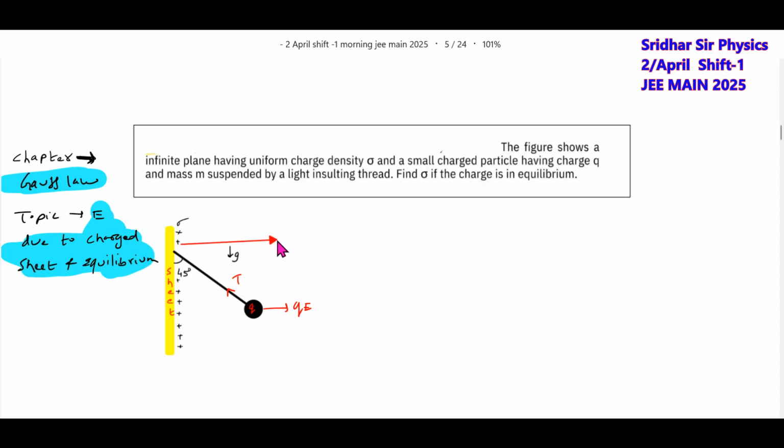And I'll show that E bar, it will be easy for you to understand. These arrows will be the direction of E bar. Then the electropositive charge will experience force in the direction of field. This is QE.